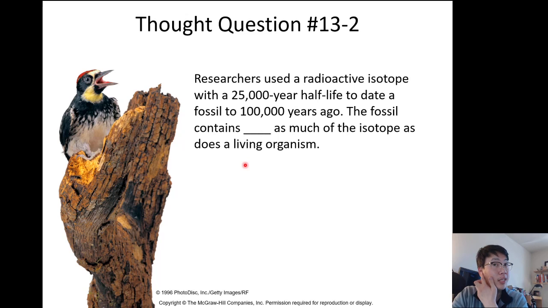Okay. Now, researchers used a radioactive isotope with a 25,000 year half-life to date a fossil to around 100,000 years ago. The fossil contains blank as much of the isotopes as does a living organism. Fill in the blank. Now we're looking for a percentage here. We're looking at a rough approximation. Remember, half-life, which is the key word in this problem, represents 50%, and half of a half-life, or half of 50%, is another 25%.